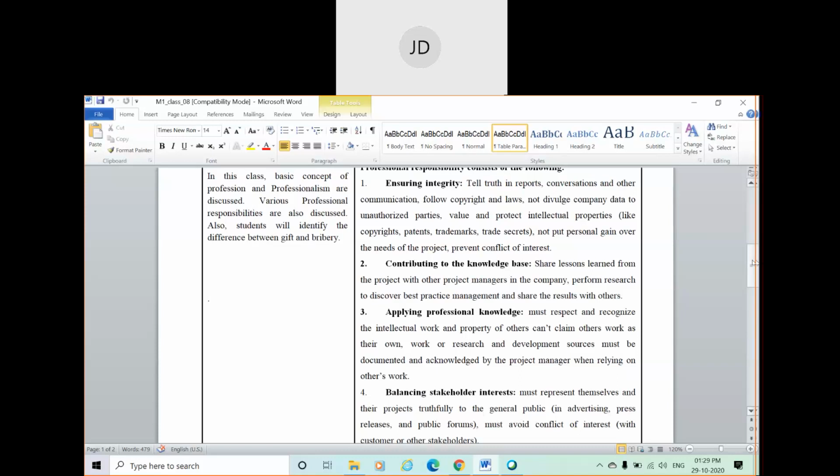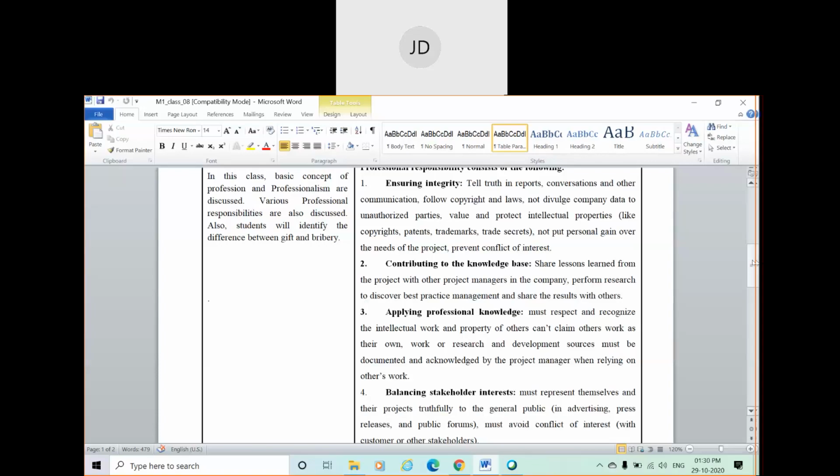That means, as per this third point, applying professional knowledge, you can understand that you should not claim others' work as yours. Suppose some other person has followed a different method for conducting similar work. Now, in your work, if you want to use their method, you can, but you should give them acknowledgement. You should not claim that the work is done by you, which is not yours.